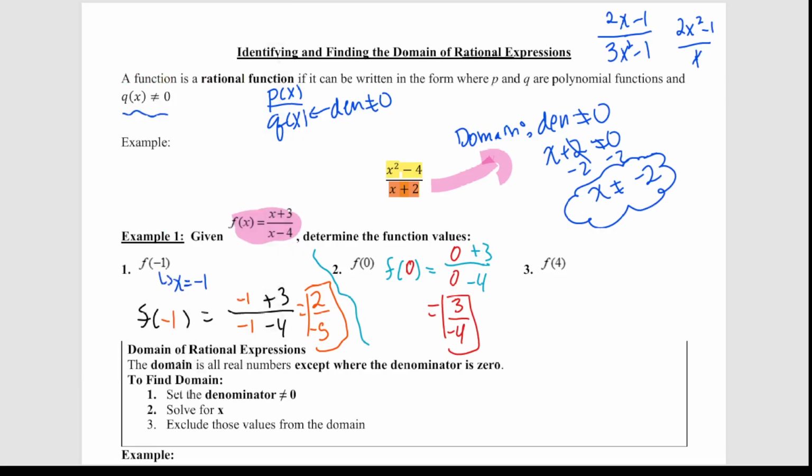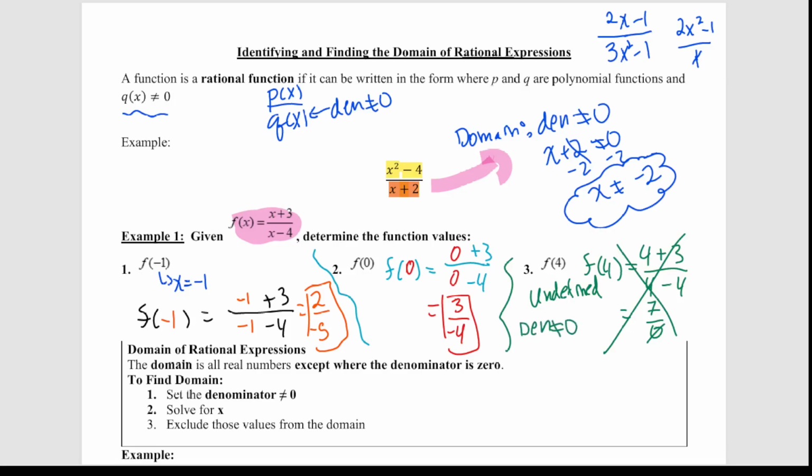We're good to go. For the last one, if we double check that one, when we plug in, that means everywhere I see an x, I'm going to replace it with 4. So f of 4 would be 4 plus 3 over 4 minus 4, and oh my gosh, we're in trouble because we're not allowed to divide by 0. So this is undefined. And in the original expression, you would have noticed that that denominator is not allowed to equal 0. So if x minus 4 cannot equal 0, x is allowed to be any number except for 4.